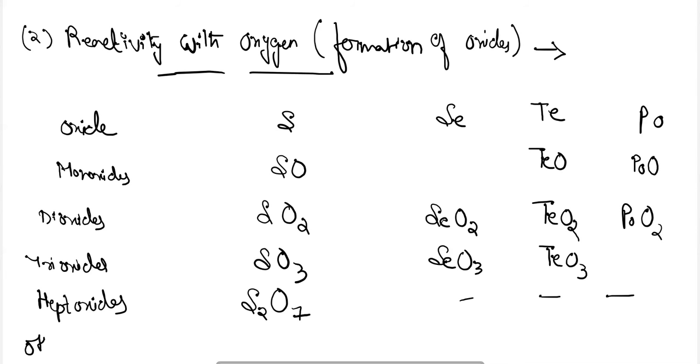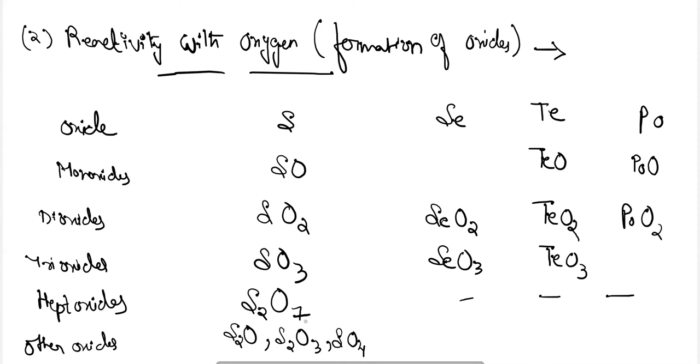Also, other oxides: sulfur has different properties, so it can form various kinds of oxides. And why are they forming oxides? What is the reason? The reason is that they are reacting with oxygen, and they have lower electronegativity in comparison to that of oxygen.